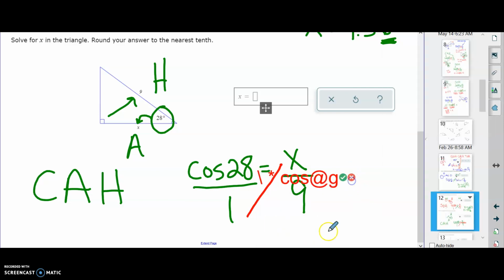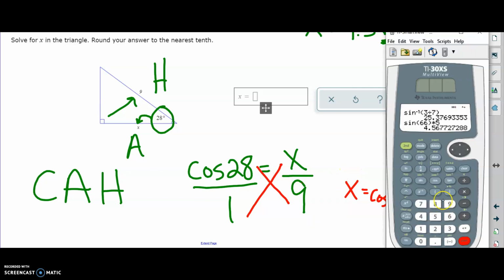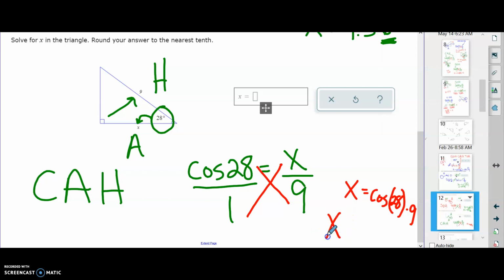So cosine 28, if you're doing it on your cell phone, you're typing the 28 first, then the cosine button, normal cosine button, hit equals, and I can do that here too. So cosine of 28, you should get this 0.88, and then we need to times it by 9. So times it by 9. So I should get 7.94. So because it's 7.94, this 4 is less than 5, so the 9 will stay a 9. So it's just 7.9.